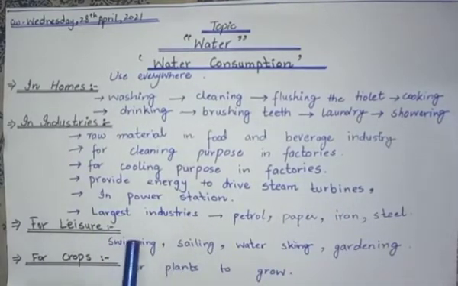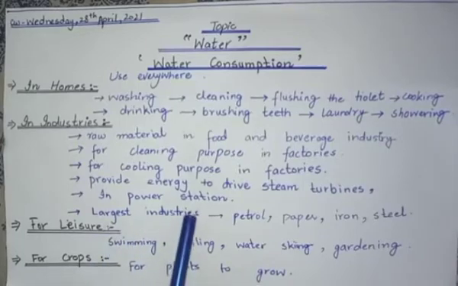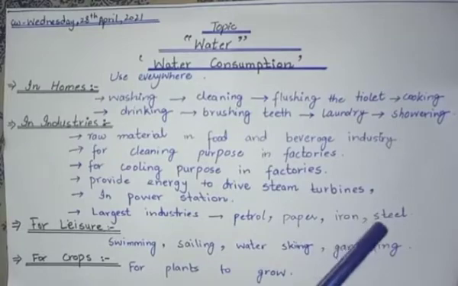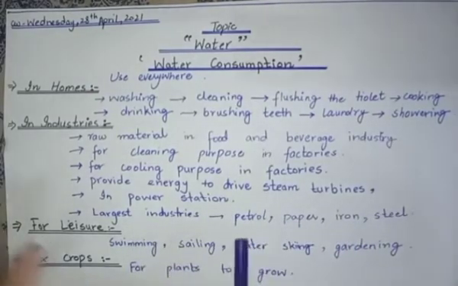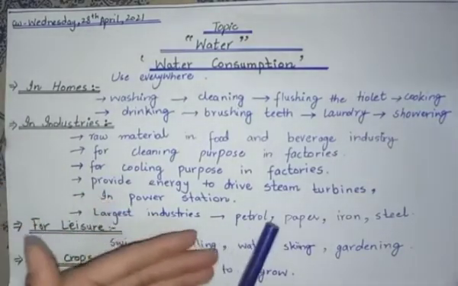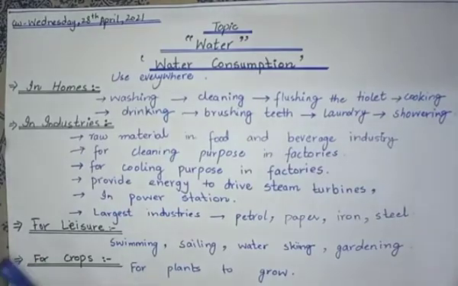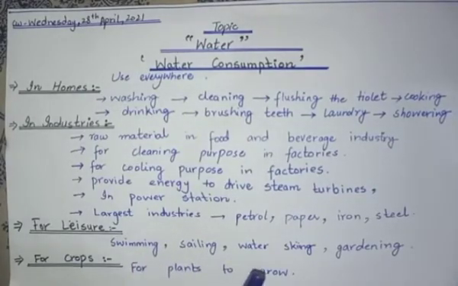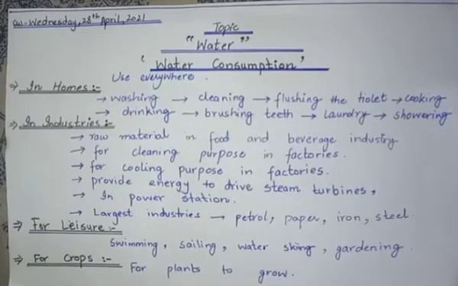Next point is, students, the largest industrial uses of water are the paper, petroleum, chemical, and iron and steel making industries. So the largest industries include petrol, paper, iron, steel, chemical. All these industries use water as a raw material, and water is very important for all these industries and factories. Next is for leisure purposes. Students, we use water for swimming, sailing, and water skiing. Next, we use water for gardening.